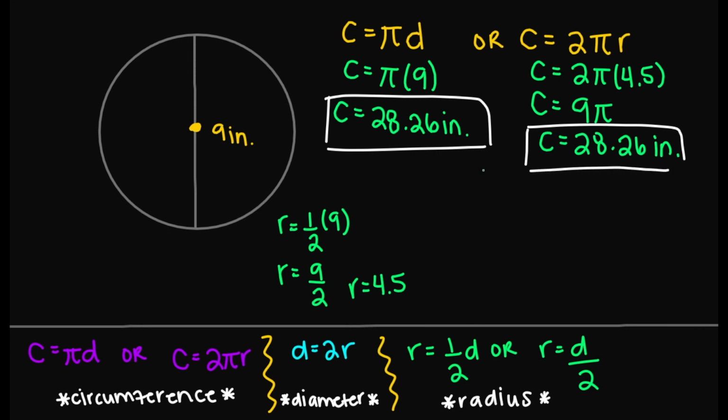If you have to write your answer in pi form, I've seen some questions where it says leave your answer in pi form, then your answer is going to be 9 pi. That's your answer in pi form. But if they're asking you to round your answer or to provide an estimation, then you want to go ahead and use the estimation that you received, which is 28.26, or you may see it as 28.3 inches.